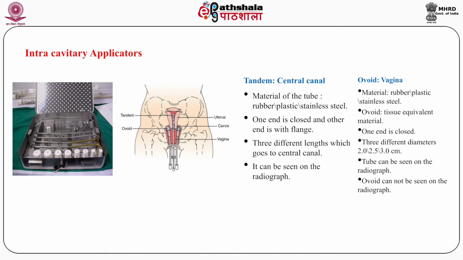The tube can be seen on the radiograph. Ovoids cannot be seen on the radiograph because the material of the ovoid is tissue equivalent, and when we take the radiograph, the kV of the X-ray tube is high enough to pass through this material, and we cannot see the image of ovoids in the actual radiograph.